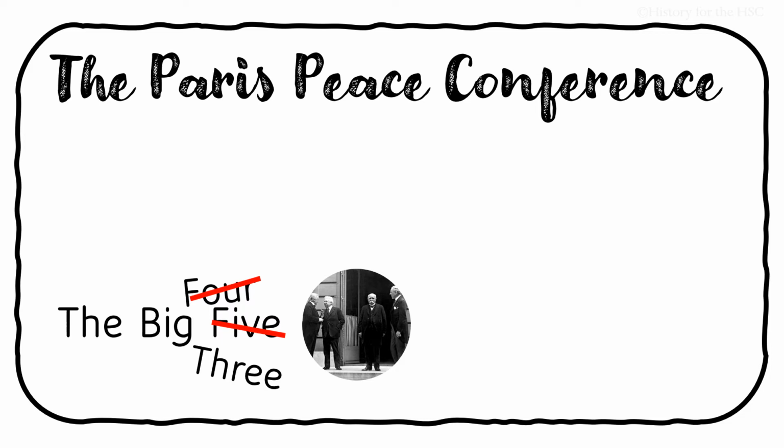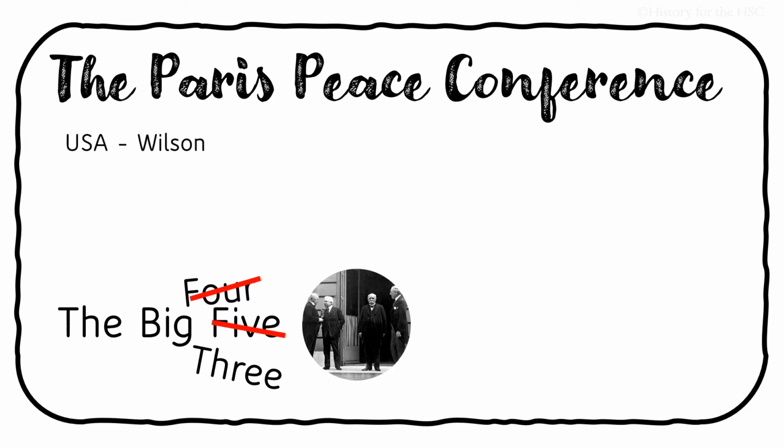So it isn't the Big Five, it isn't the Big Four. In fact, what we need to understand is realistically the decisions at the Paris Peace Conference came down to the Big Three, to what the US, the French, and the British wanted. Let's start with what the US wanted.